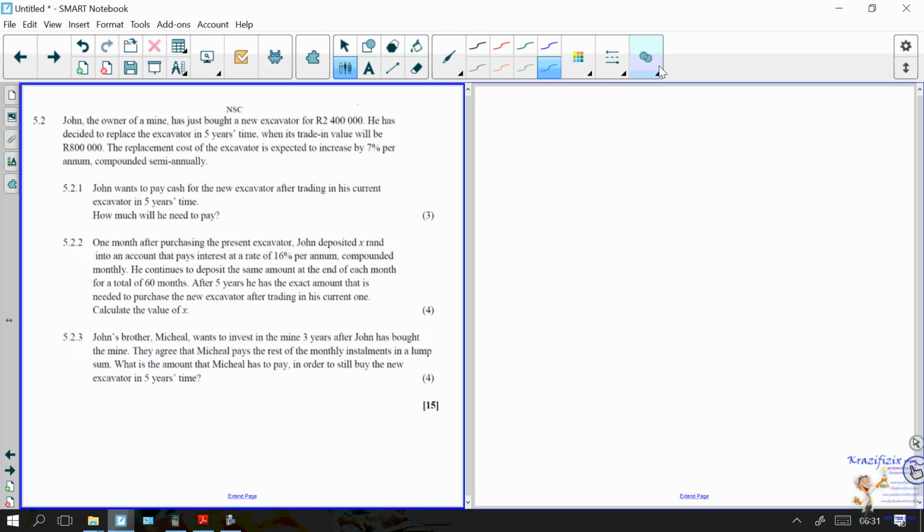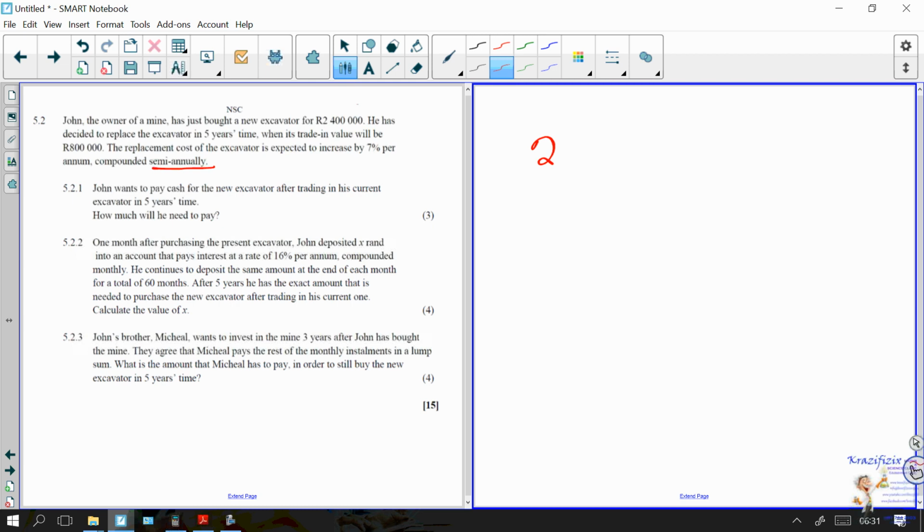All right. The replacement cost of the excavator is expected to increase by 7% per annum, compounded semi-annually. Now, what does your semi-annual mean? It means it's compounded twice. John wants to pay cash for the new excavator after trading in his current excavator. I hope that makes sense. Let's quickly explain this. John bought for 2.4 million. All right, he bought this and is going to trade this in.